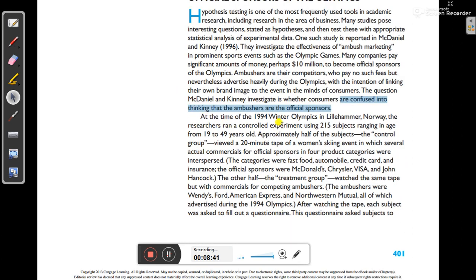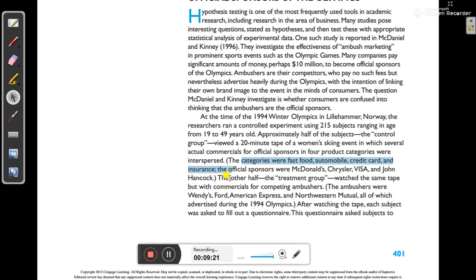At the time of the 1994 Winter Olympics in Lillehammer, Norway, the researchers ran a controlled experiment using 215 subjects ranging in age from 19 to 49 years. Approximately half of the subjects, the control group, viewed a minute tape of a women's skiing event in which several actual commercials for official sponsors in 4 product categories were interspersed. The categories are fast food, automobile, credit card, and insurance. The official sponsors were McDonald's, Chrysler, Visa, and John Hancock.